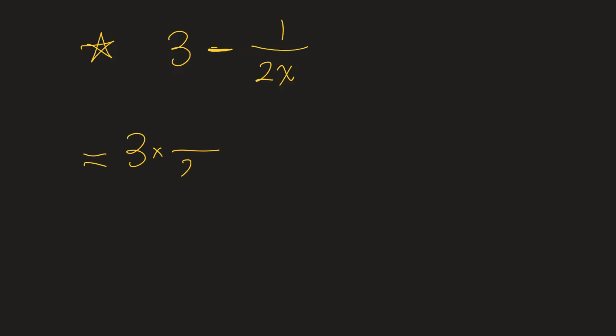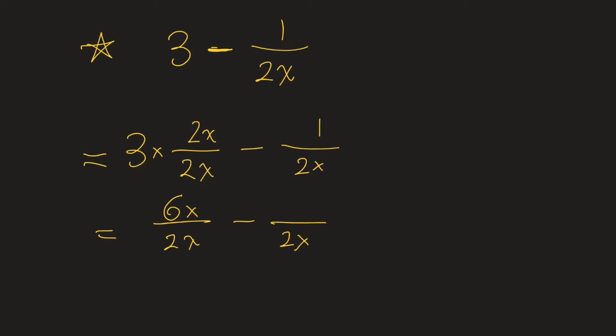Sometimes you may see an integer, like 3 minus 1 over 2x. How to deal with this one? You should know that actually 3 times 1, you can change it to 2x over 2x. So actually what you have will be 6x minus 2x minus this 1 over 2x. So you have 6x minus 1 over 2x.